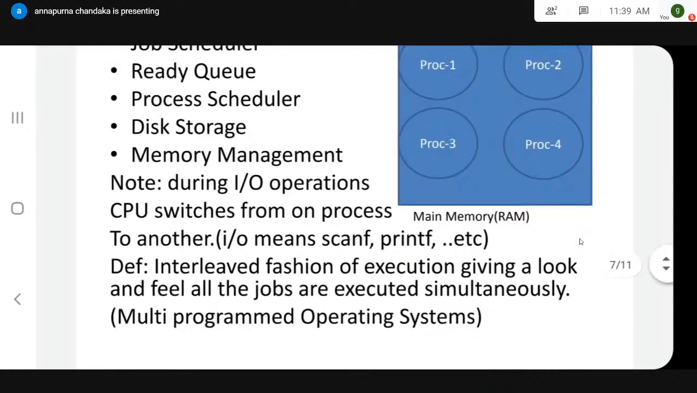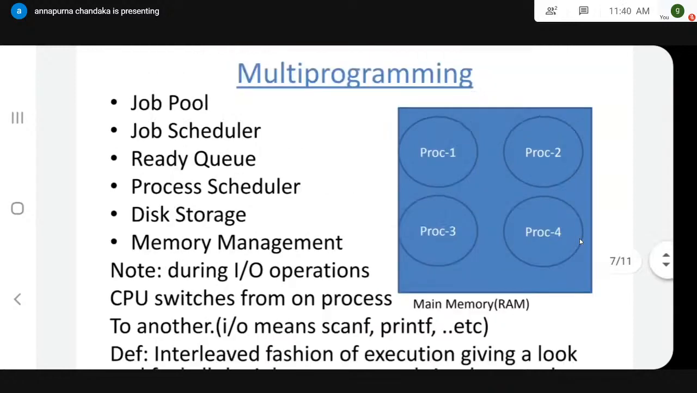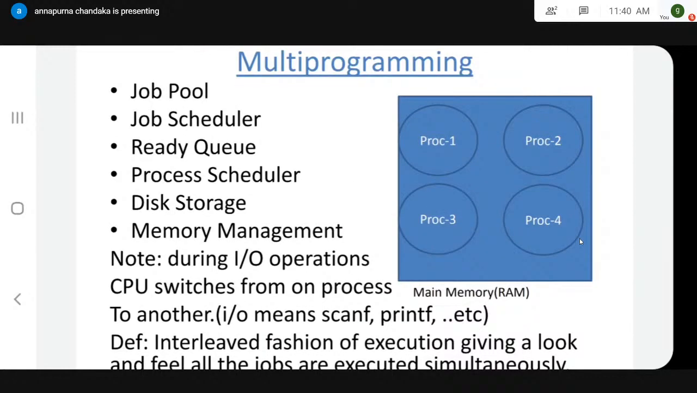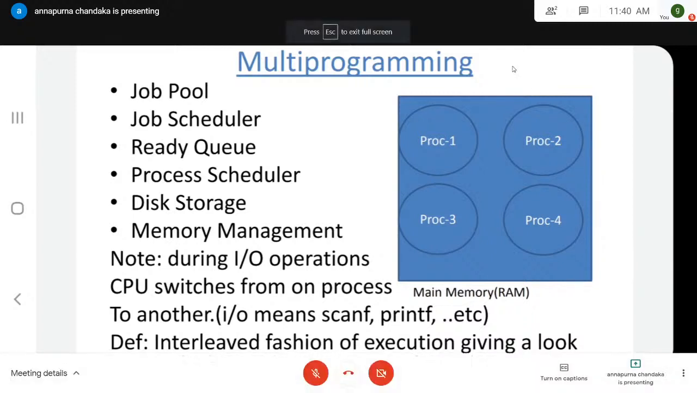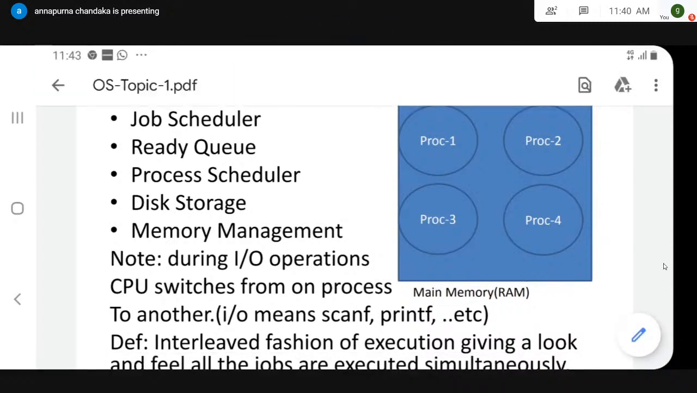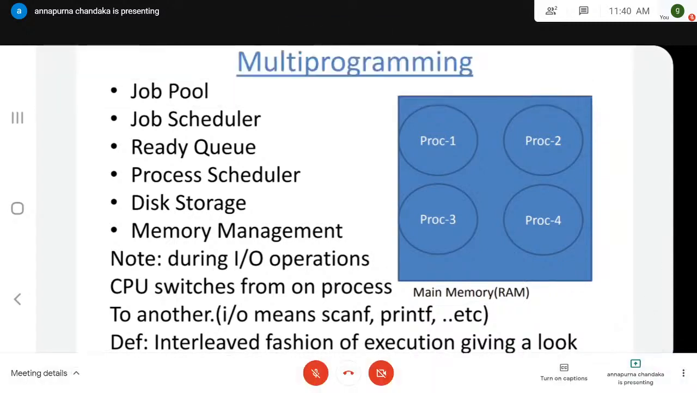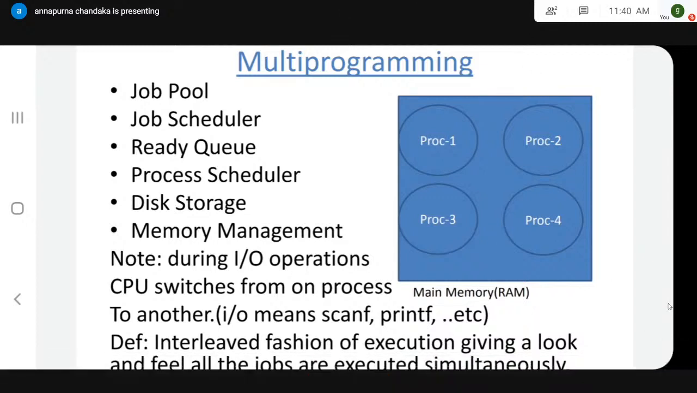Okay, these are the different ones. Now, during input and output operations, the CPU sits idle for most of the time. In order to overcome this idleness, we invented the multi-programming concept. This is a very nice and very successful concept. We refer to these operating systems as multi-programmed operating systems, or multi-programmed batch systems.